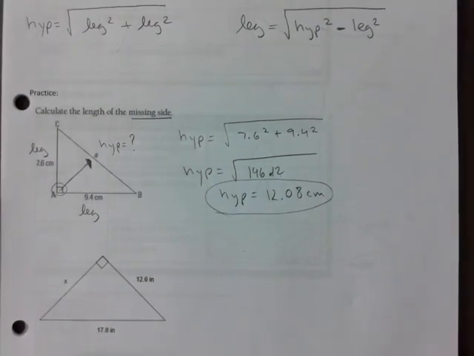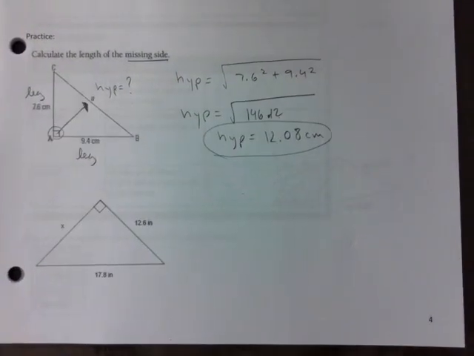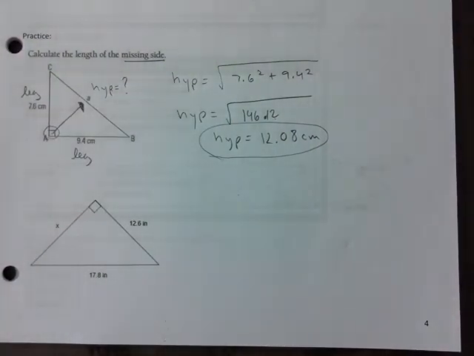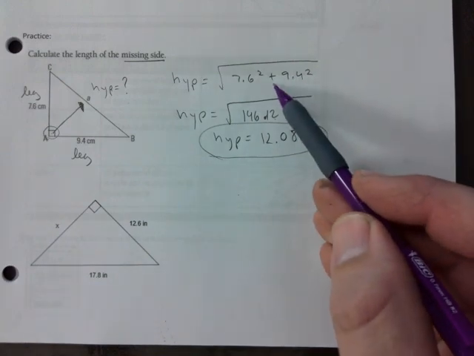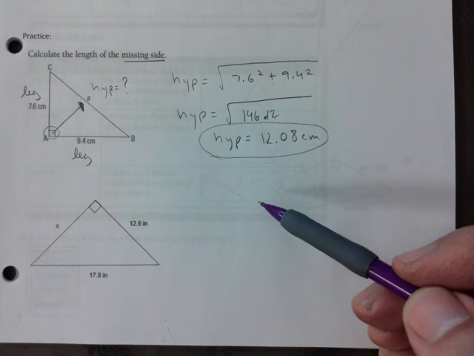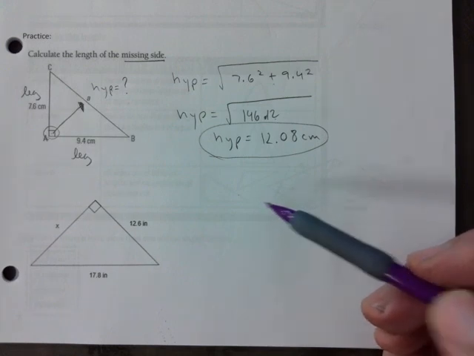There you go, hypotenuse. And it should be the longest side, correct? If it's not the longest side, go back, you made a mistake. So I think of it this way: if it's supposed to be the longest side, add. A leg will be shorter than the hypotenuse, so you have to subtract, right?